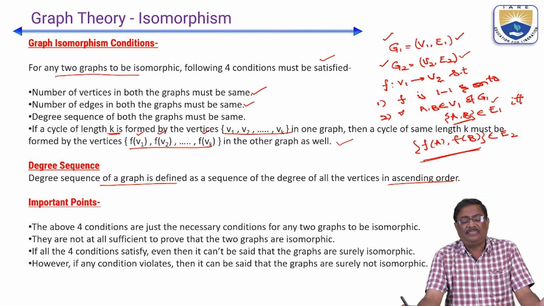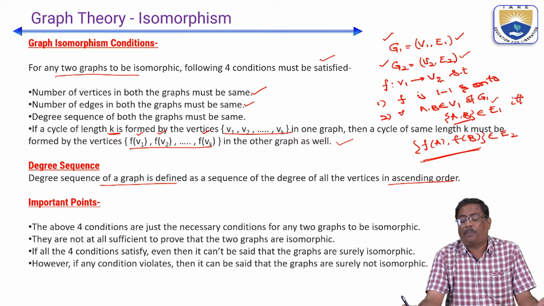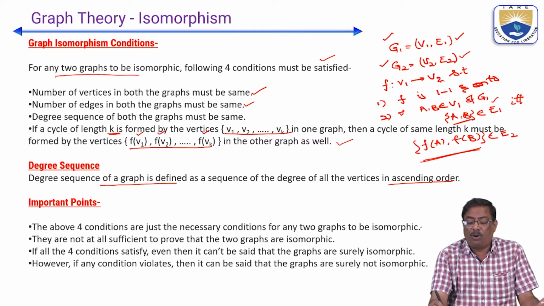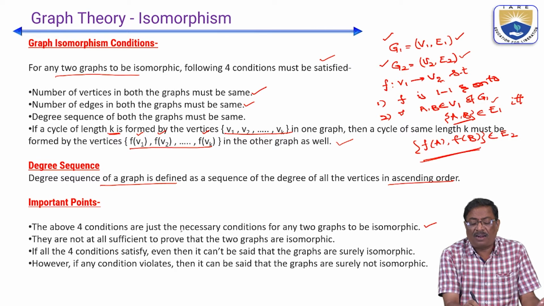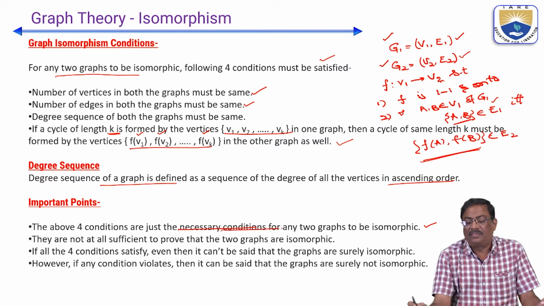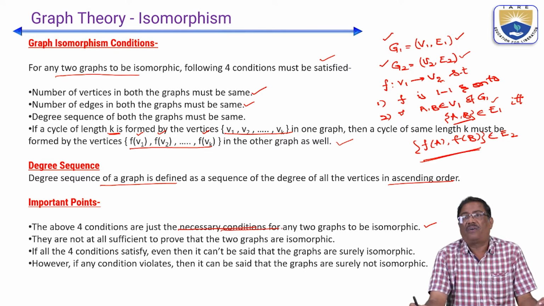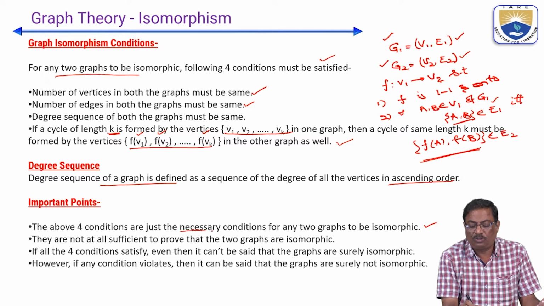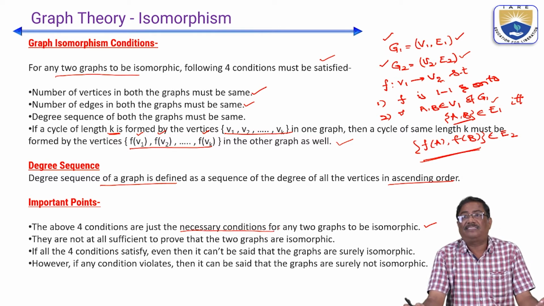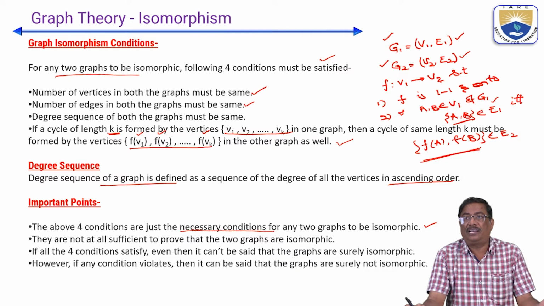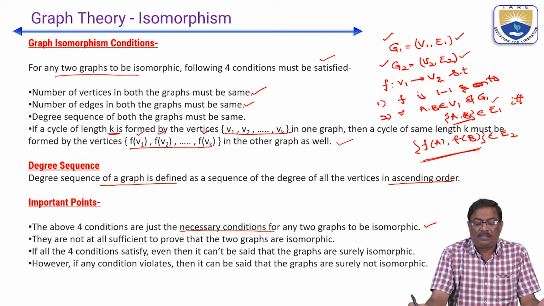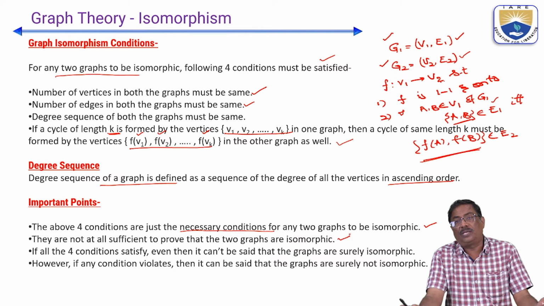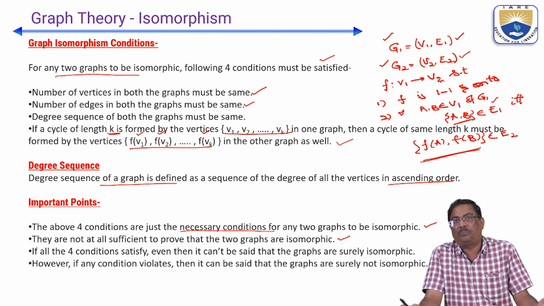Now see here some of the important points. The above four conditions are necessary conditions for any two graphs to be isomorphic. So whatever conditions we discuss, those are necessary conditions to say that two graphs are isomorphic. They are not sufficient conditions to prove that two graphs are isomorphic.